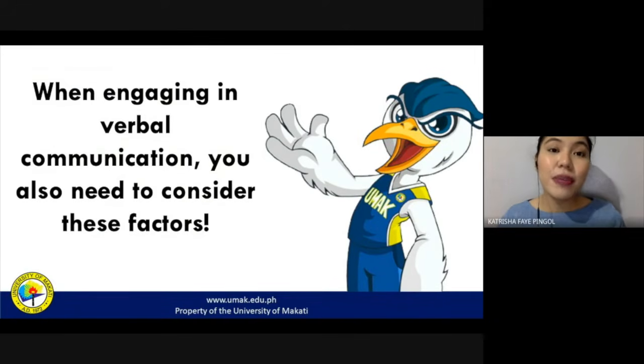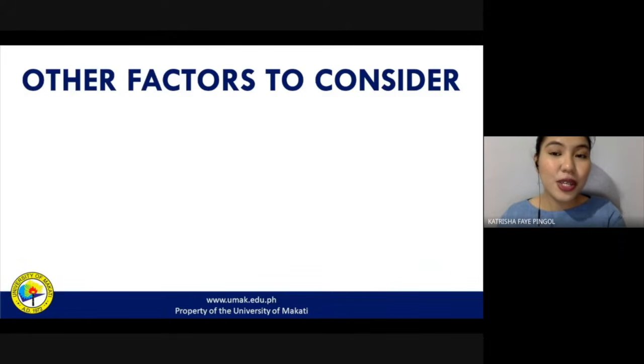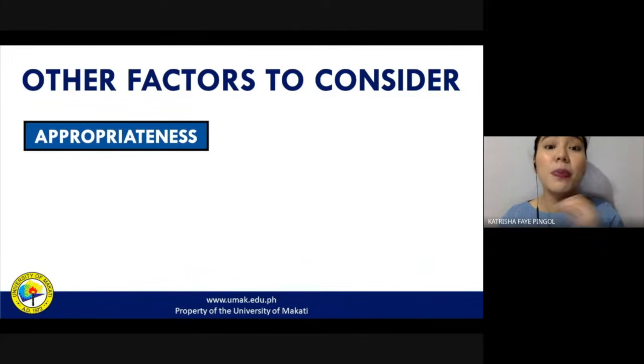Nevertheless, when engaging in verbal communication, there are also certain factors that you have to consider. These other factors include, first and foremost, appropriateness. Is it appropriate for you to talk? Is it appropriate for us to use our voice? Is it appropriate for us to speak up? This would be determined by the communicative situation we are a part of. It simply refers to the context of the communicative situation. Does it require you to talk in a formal manner, or to just speak up in an informal way? You have to consider those things as well.